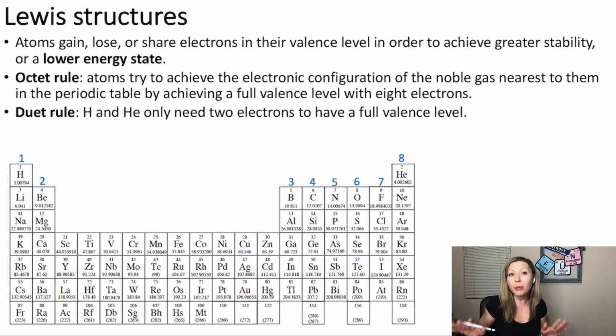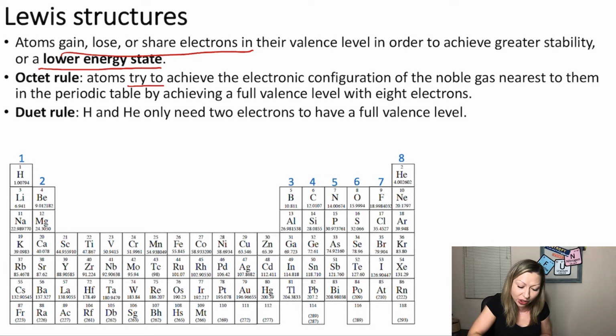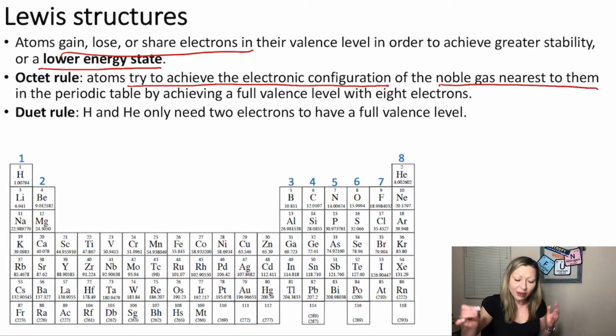So let's remind ourselves that atoms actually gain, lose, or share electrons in their valence level in order to achieve a greater stability, which is going to be a lower energy state. The octet rule tells us that atoms try to achieve the electronic configuration of the noble gas nearest to them in the periodic table by achieving a full valence level of 8 electrons.